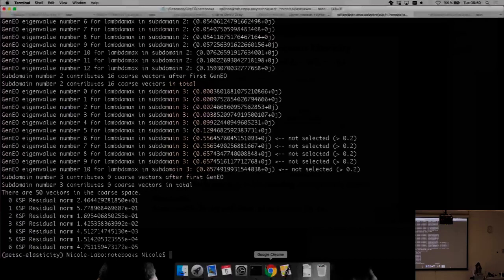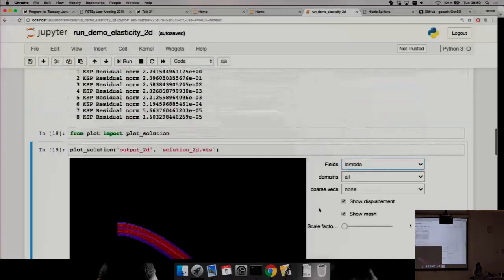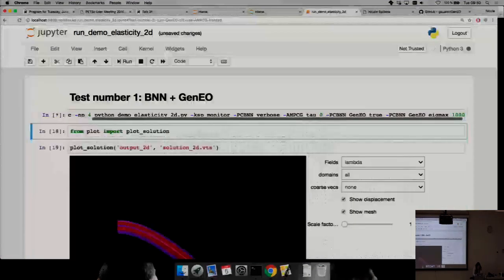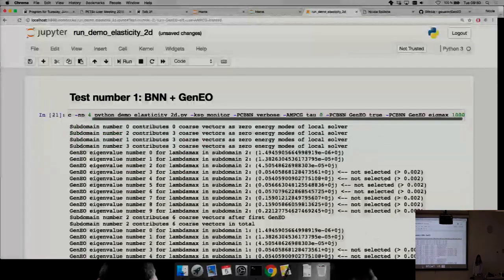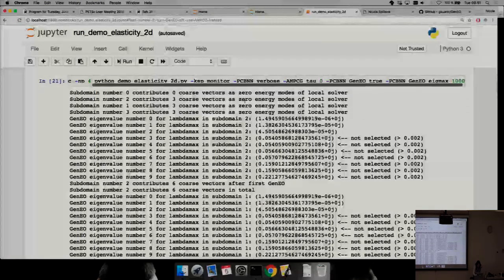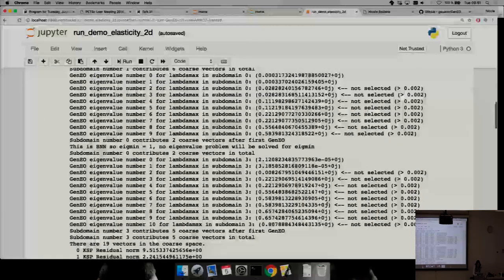Okay, so that was solving it using the PETSc CG, and now I'm going to move to here, and I'm going to solve the exact same problem with our own solver, and this is going to allow me to plot some information. So we're not getting exactly the same behavior as previously because I changed the thresholds, I changed the lambda max targets to 1000. Now I see that, for example, in subdomain number 1, I will have my 3 rigid body modes and then 3 vectors coming from the eigenvalue problem.